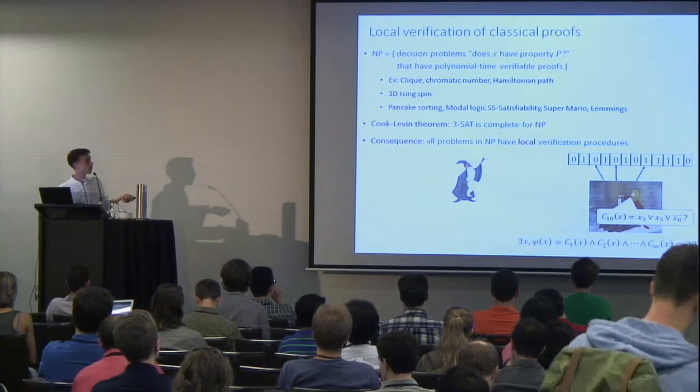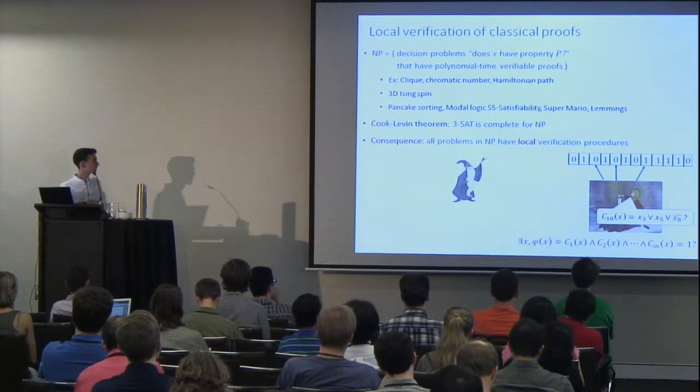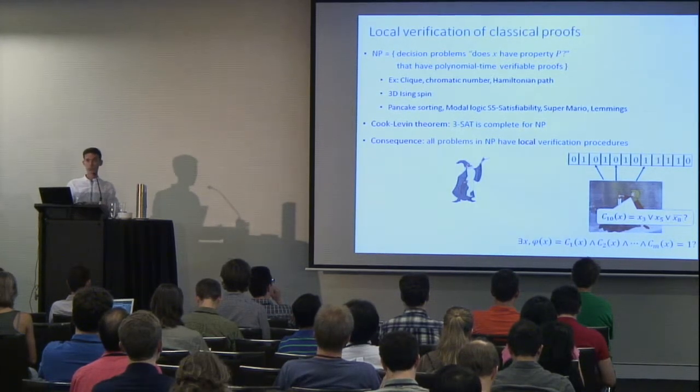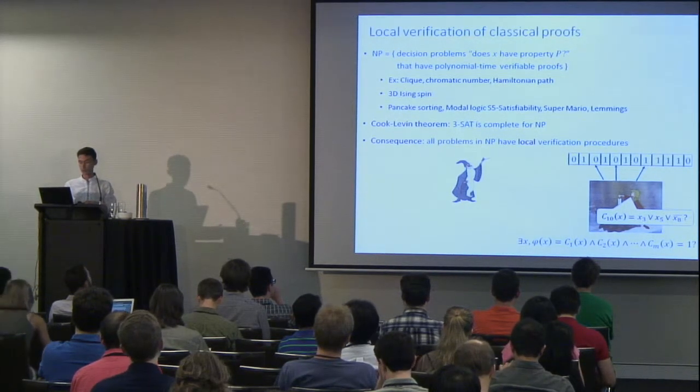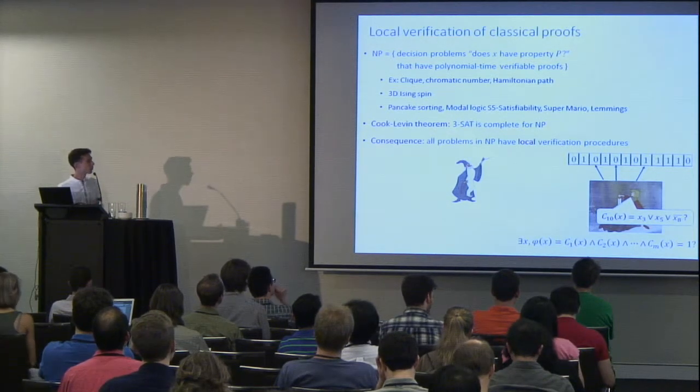You look up the 3 variables, you check whether the clause is satisfied or not, and you do this for all the clauses. And if it works for every clause, then you've verified that the 3-SAT instance was satisfiable. So now, is this really a local verification procedure?